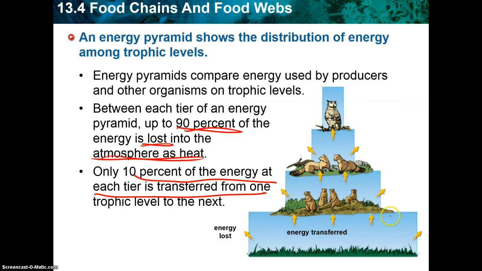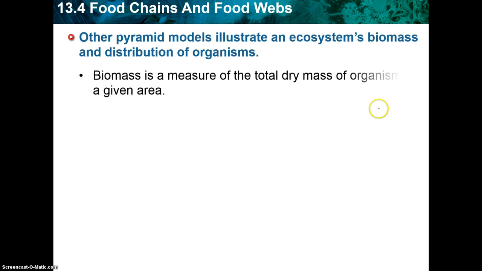So if we started with 10 units of energy, how much would be transferred to the next level? Only 1. And then it would be 0.1. Yeah, 0.1, then 0.01. Start off with 100. I know, I did that not thinking. Yes. Now we're done.